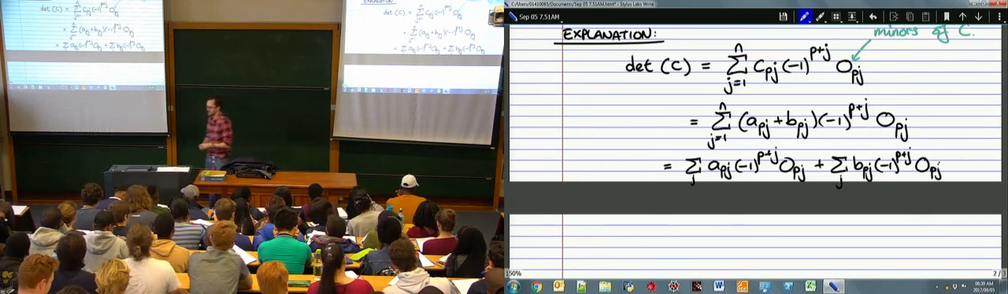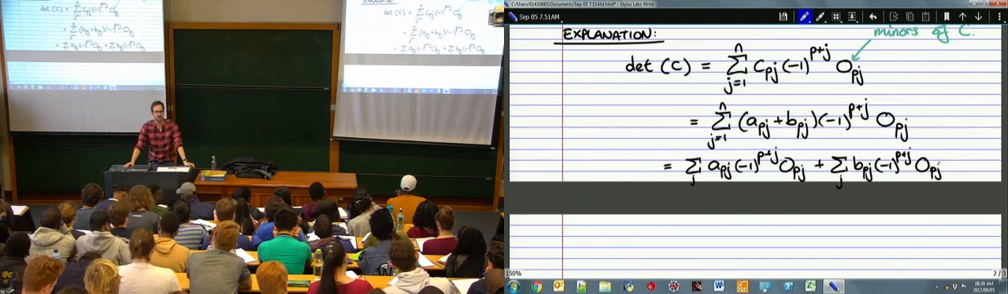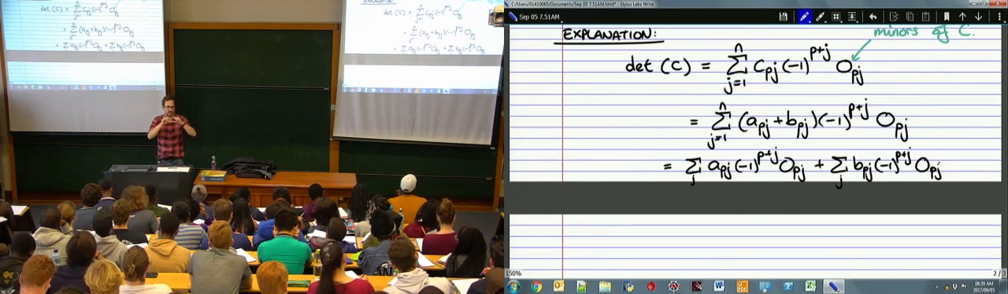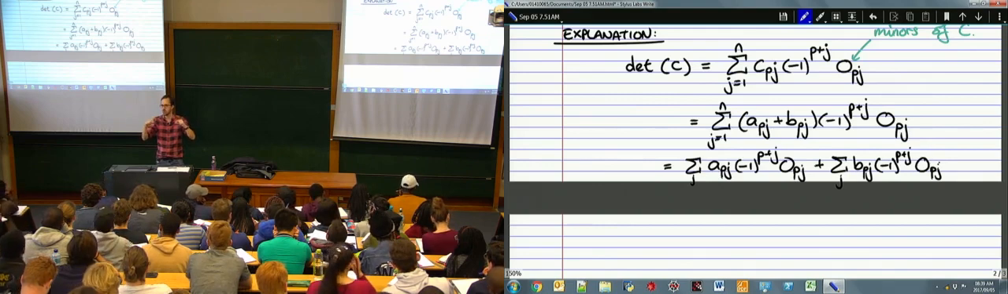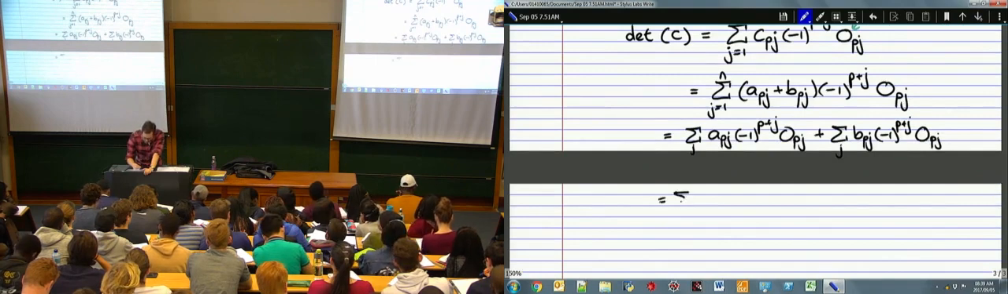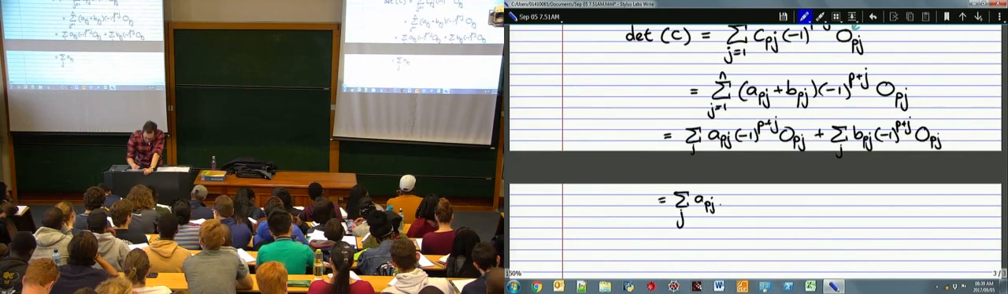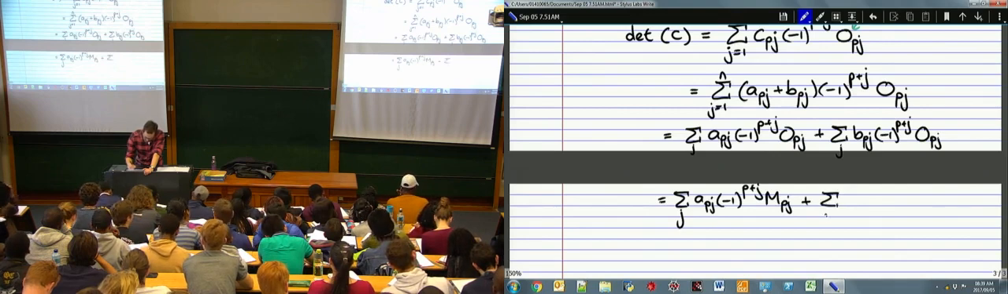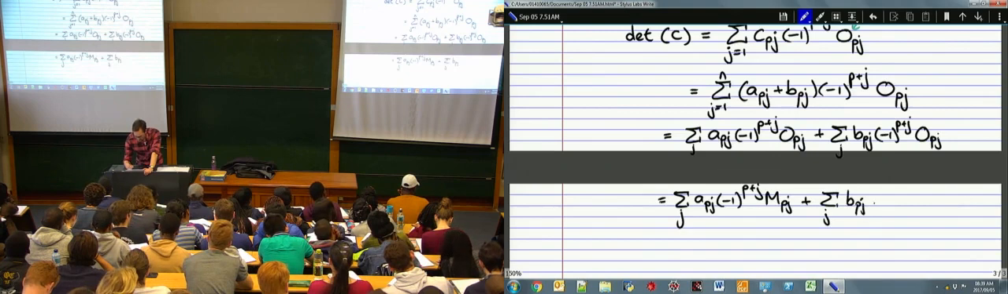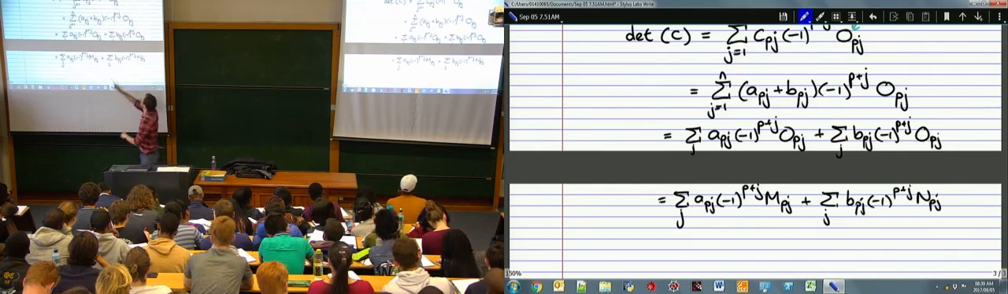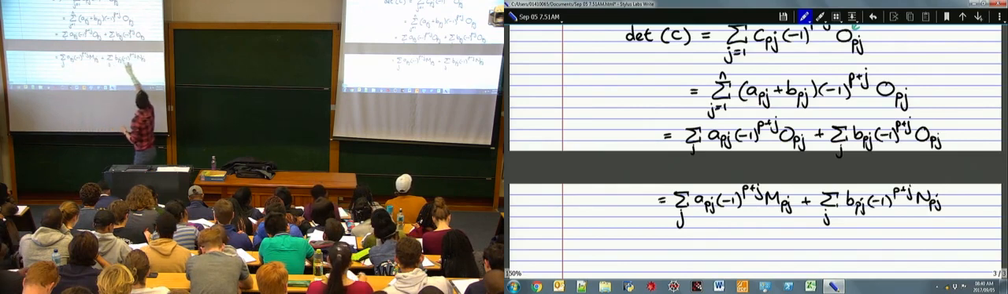And the reason for this is pretty similar to the reasoning we used earlier. Outside of this one row, all of the entries in A, B, and C are identical. And this one row where they're different is the row that we ignore when we calculate those minors. So the minors for all of these matrices must be the same if we're in this row. So this is now the sum over J of APJ minus 1 to the P plus J MPJ, plus the sum over J of BPJ minus 1 to the P plus J NPJ. And this over here is the expression for the determinant of A, and this is the expression for the determinant of B.